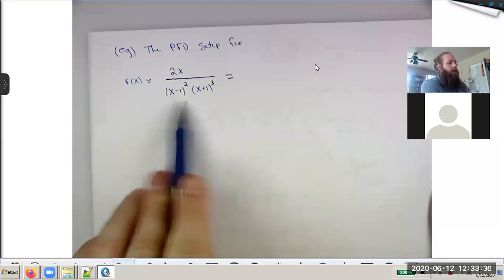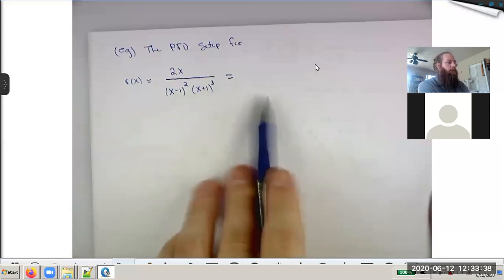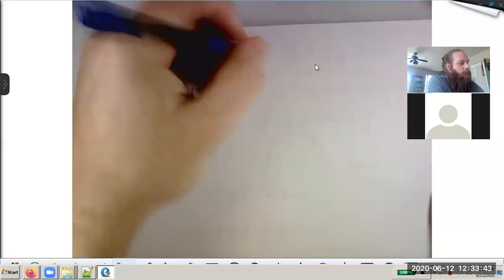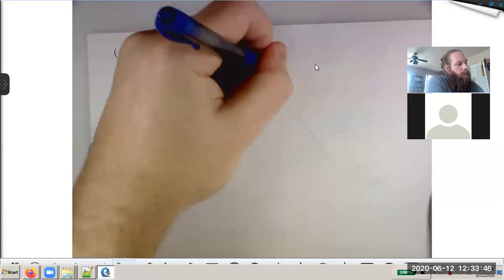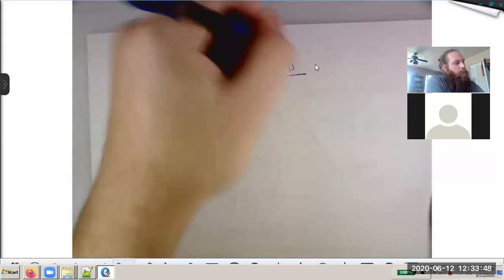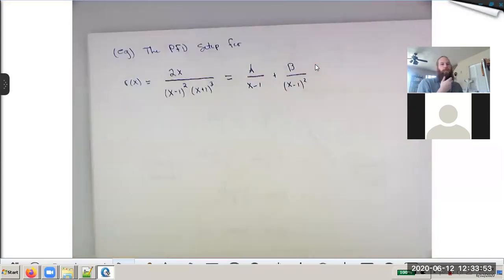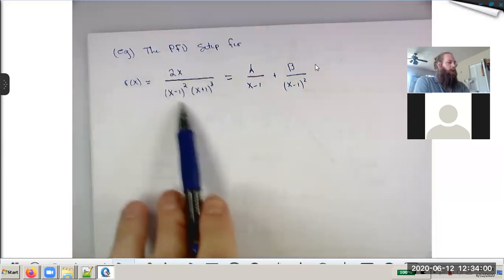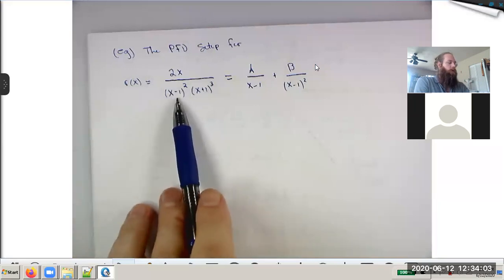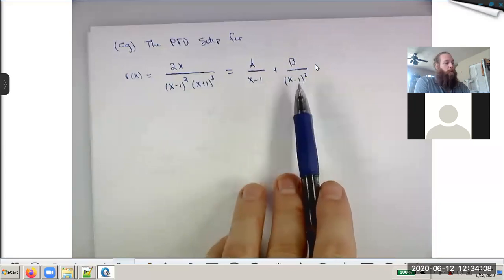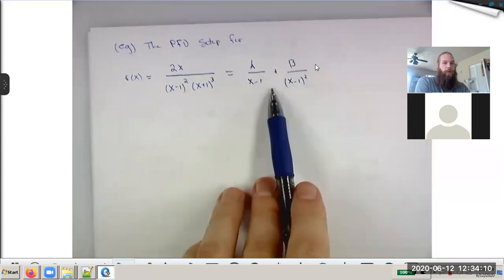That means this guy is going to get 2 different terms in the setup. The first term would look like A over x minus 1, and then maybe I would write B over x minus 1 squared. See, we build up to that power. And you have to do this. Why? Because a fraction whose denominator contains the square of x minus 1 could have come from something just looking like this, or it could have come from a combination of things looking like both of these.